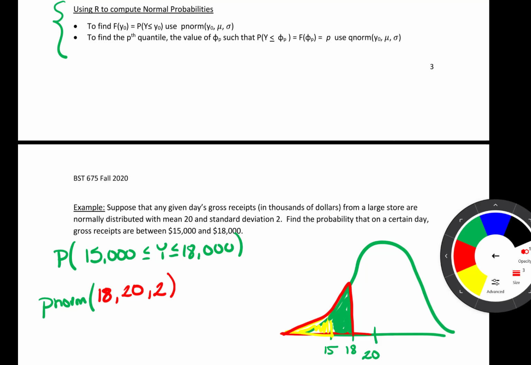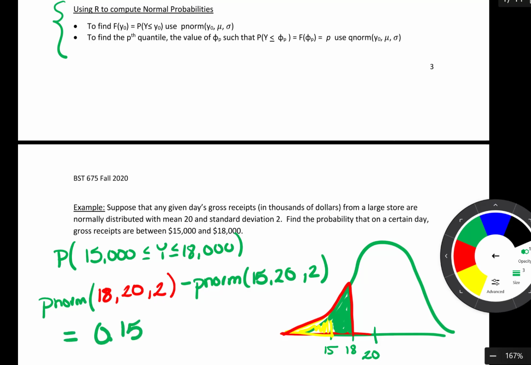So that's going to give me the area to the left of 18, and then I need to subtract off the area to the left of 15. This is still falling under the same normal. And if you put that in R, you should find the following value.